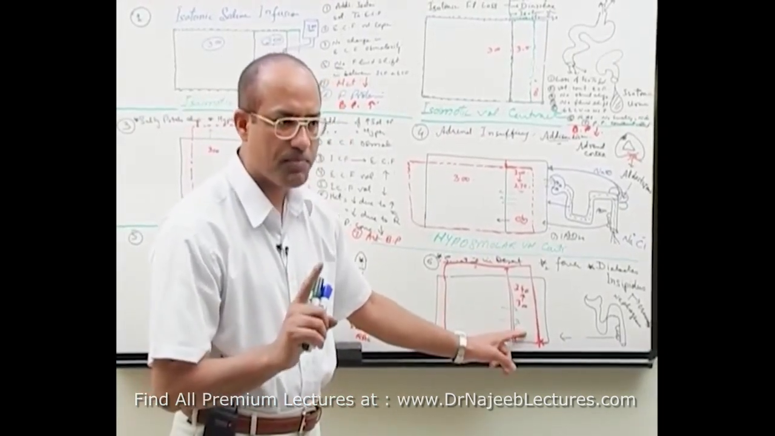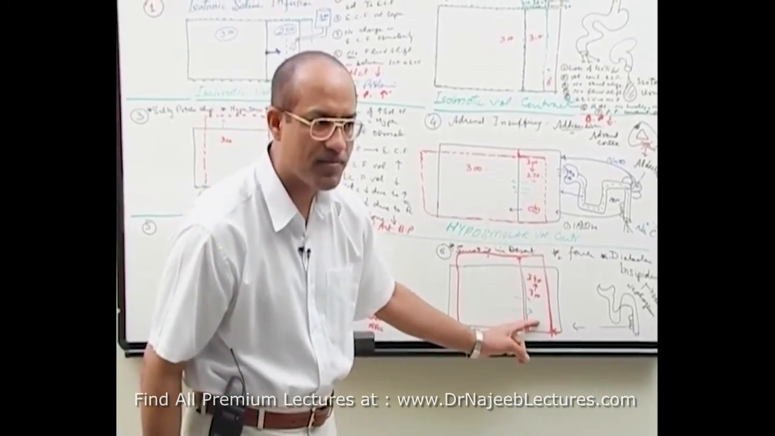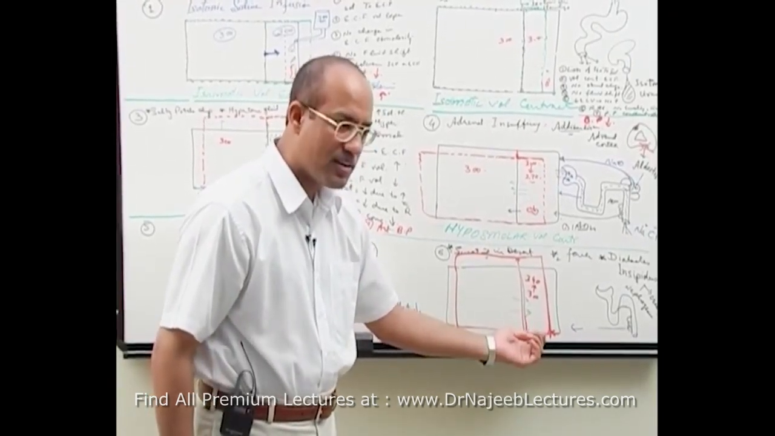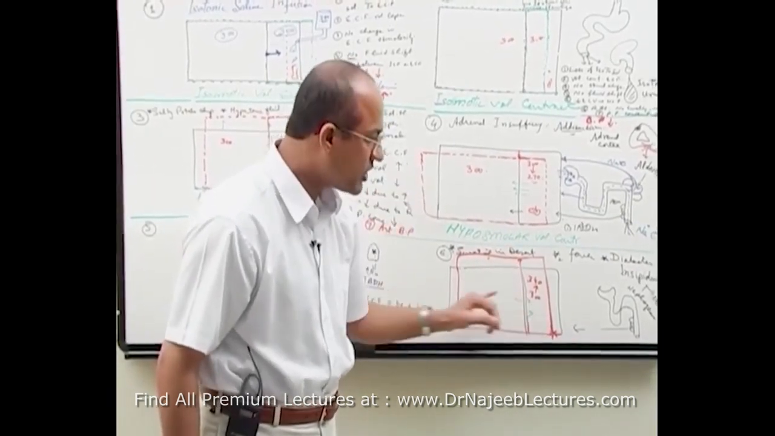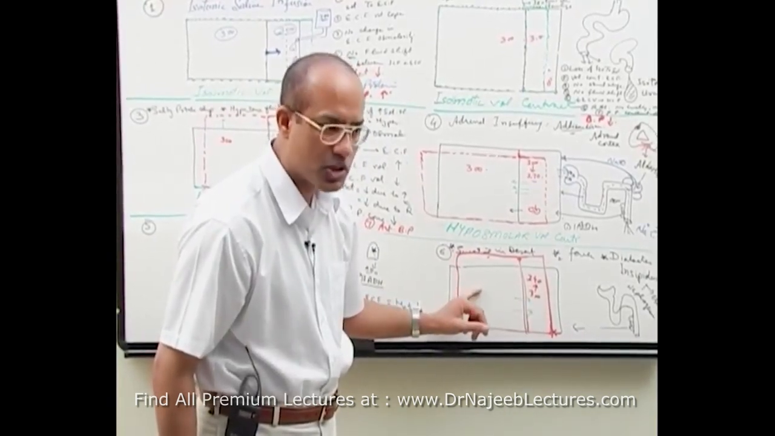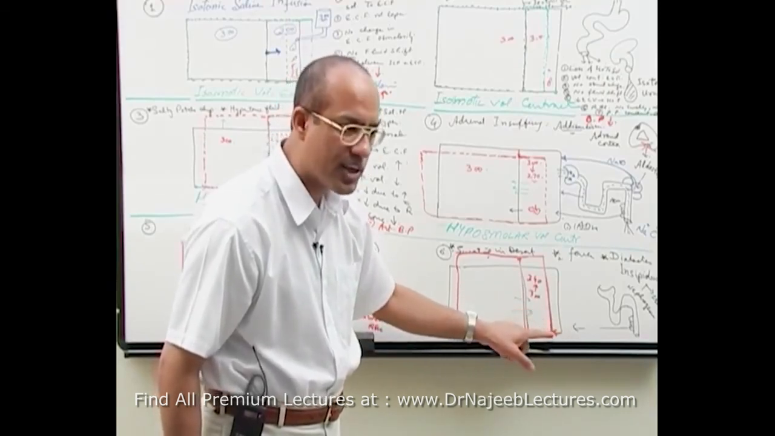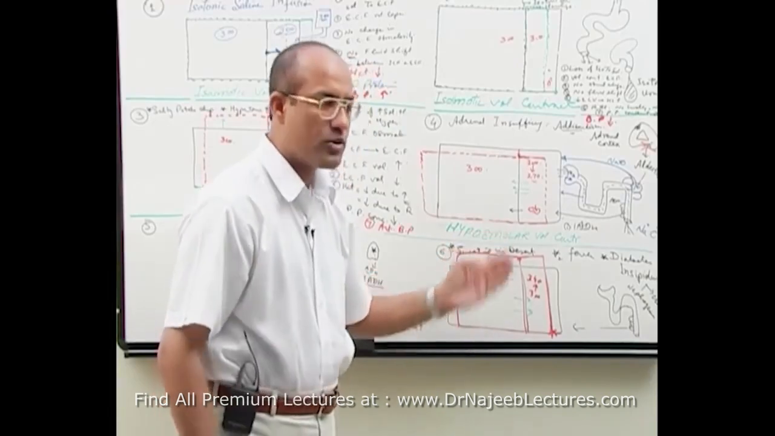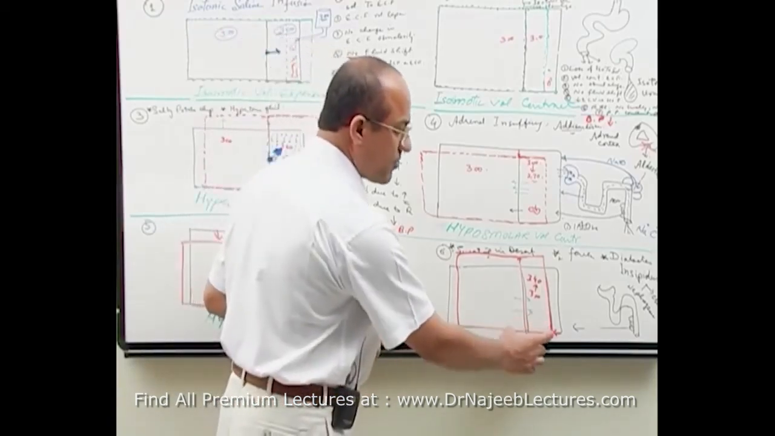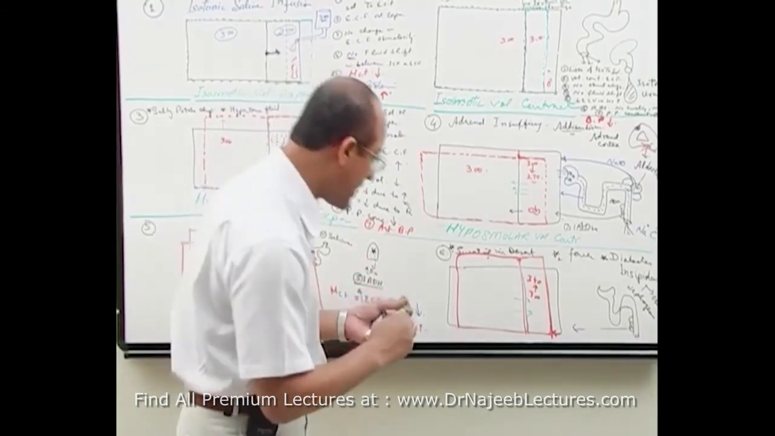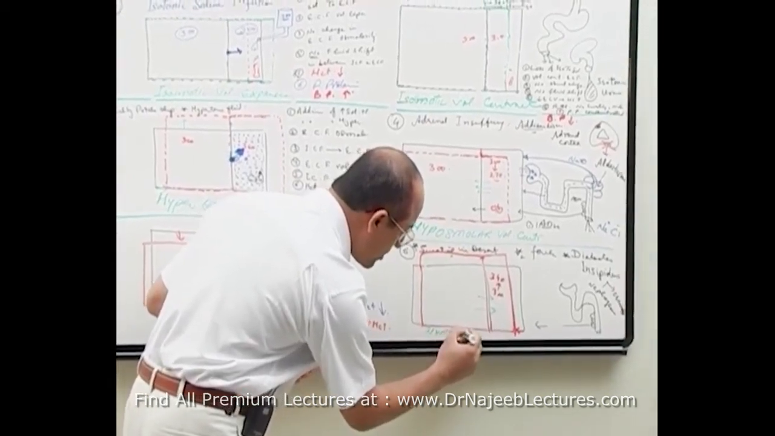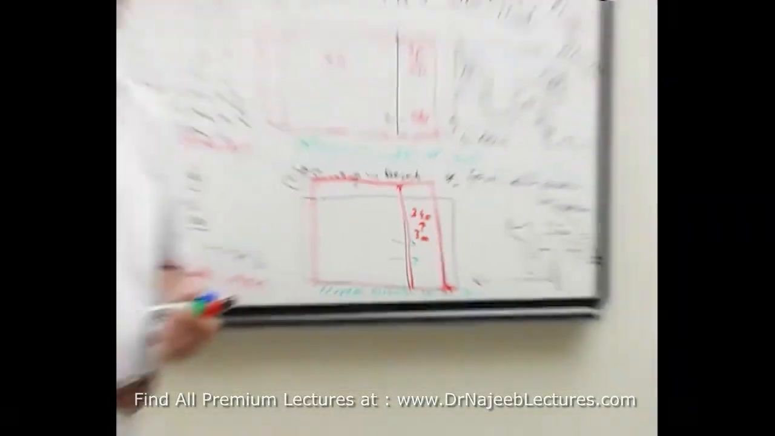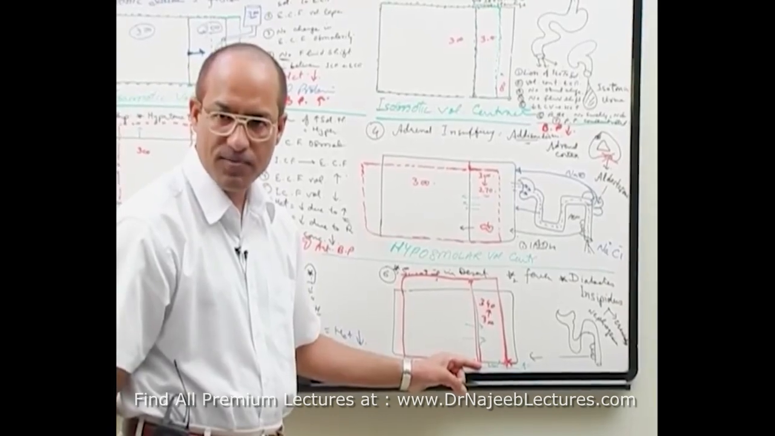Let's go step by step. Step number one, the person loses a lot of water from the extracellular compartment. Then the extracellular compartment fluid becomes hyperosmolar. So when the extracellular compartment becomes hyperosmolar, fluid shifts from the intracellular compartment to the extracellular compartment. So the intracellular compartment also shrinks. Is that right? So the extracellular compartment initially shrank, and later on when hyperosmolarity was there in the extracellular compartment, the intracellular compartment also shrinks and becomes hyperosmolar. Is that right? So in these patients, there is hyperosmolar volume contraction. Am I clear? There is no problem up to this.